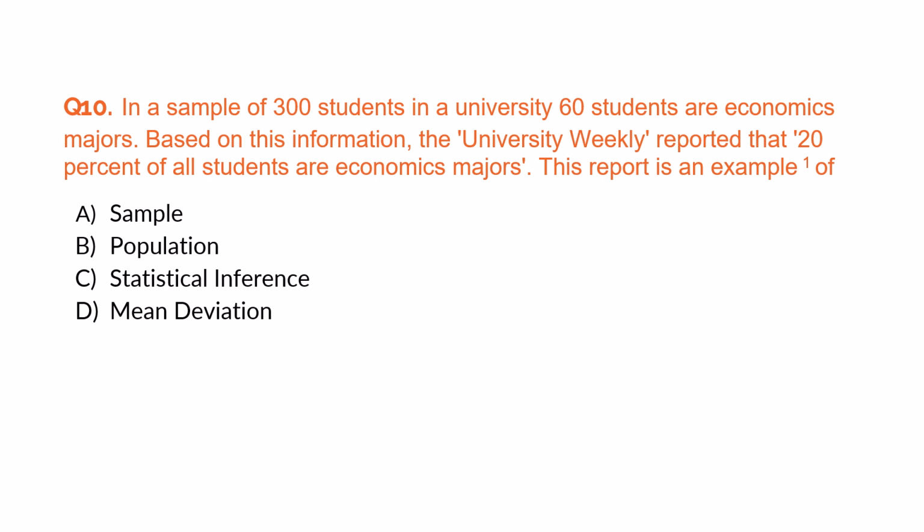Moving on to the 10th question, we have: in a sample of 300 students in a university, 60 students are economics majors. Based on this information, the University Weekly reported that 20% of all students are economics majors. This report is an example of... I think the answer should be C, statistical inference.